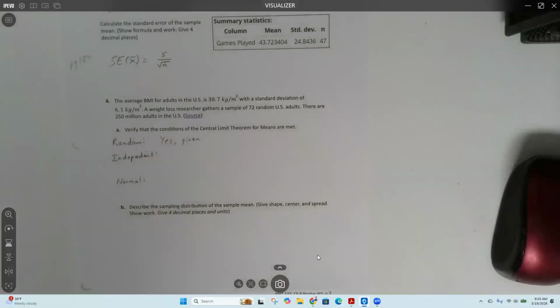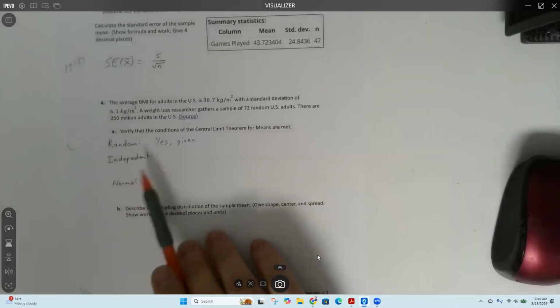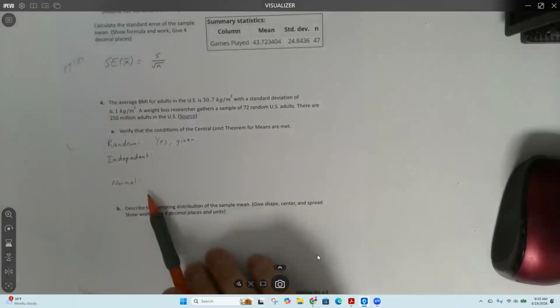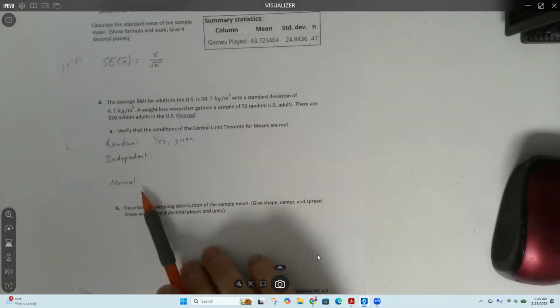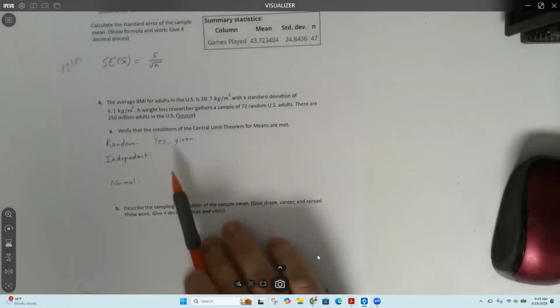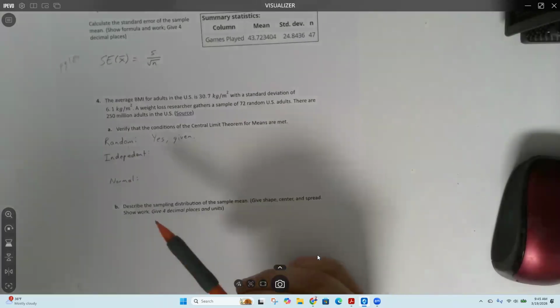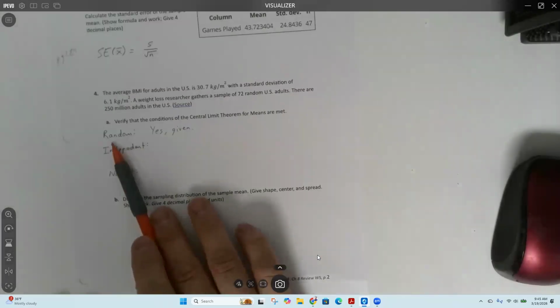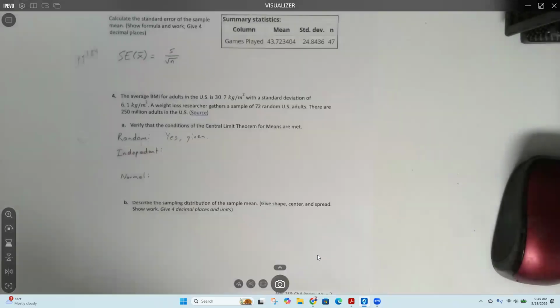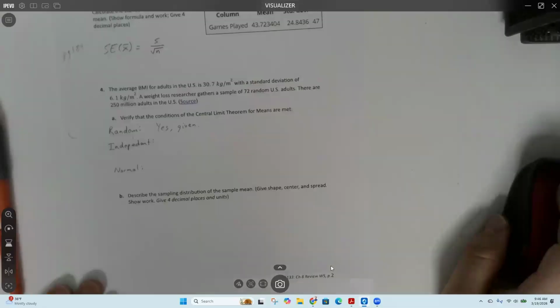In practice, in the real world, randomness is the hardest of these three conditions to meet. The independent part is make sure your sample is not too big. The normal part is make sure your sample is not too small. So as long as your sample size is big enough and not too big, then you're good to go. But for our class, we're going to have to do some math for independent and normal. I want it to be clear that even though random feels like, yeah, it's given, we're good, in practice, that is definitely the hardest to do.